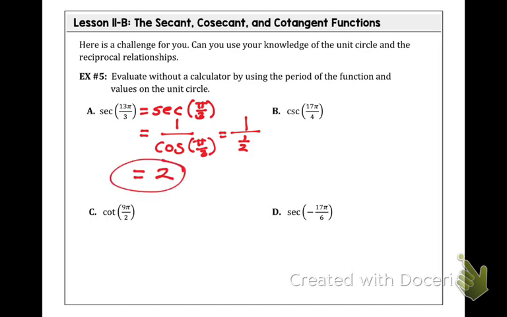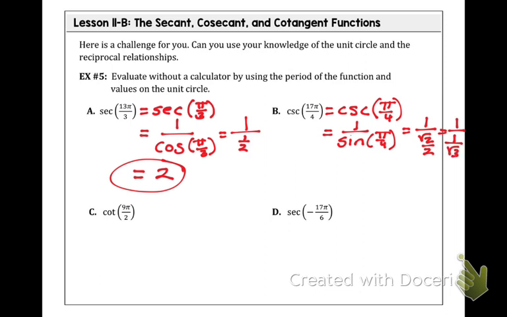Okay, so 17/4 of a pi: 17/4 minus 2 leaves me at 1/4 of a pi. So this is the same as finding the cosecant of 1/4 of a pi. Cosecant is the reciprocal of sine of 1/4 of a pi. Sine of 1/4 of a pi is root 2 over 2, which really is the same as 1 over the square root of 2. Oops, I wrote 2, which would just get us root 2. So the cosecant at 17/4 of a pi is root 2.